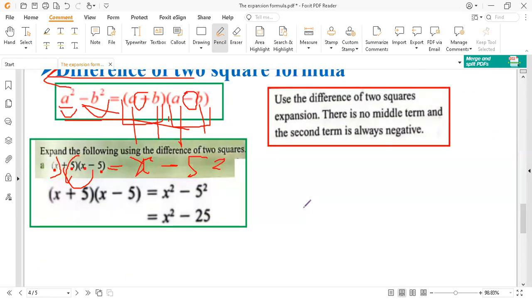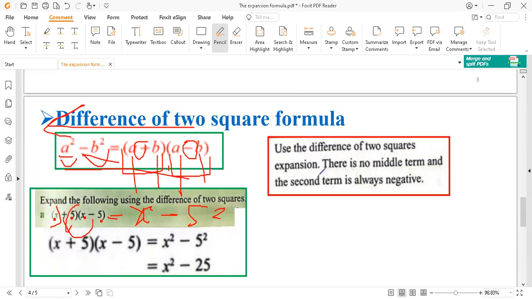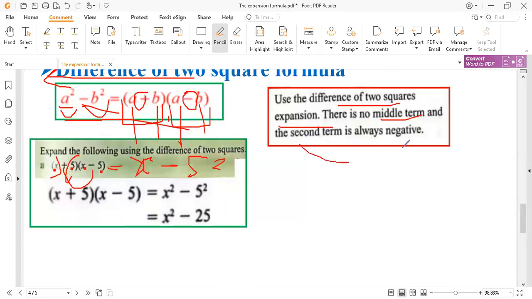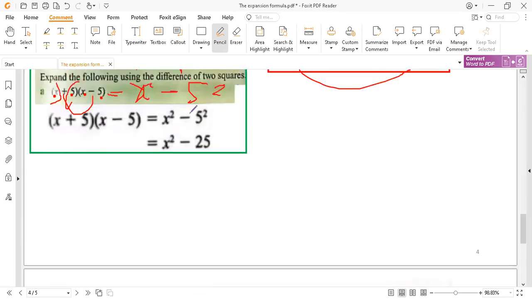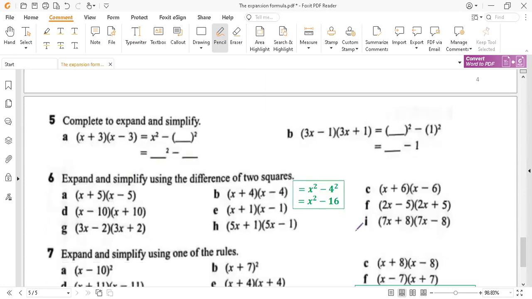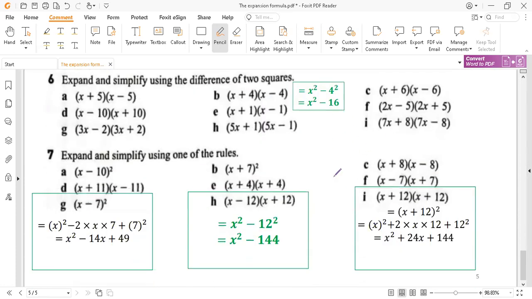So it is very easy to spot this type of expansion and to use the difference of two squares expansion. For this formula, we don't have the middle term, and the last term, b squared, is always negative, minus b squared. So it is also easy to complete all the following exercises by yourself.